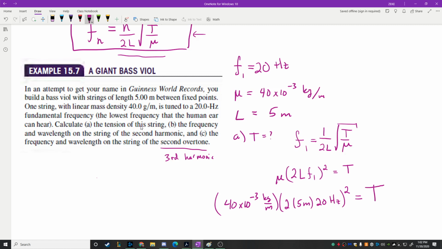We can check the units here. This is meters squared per second squared. It'll cancel out with one of the meters. We're going to get kilogram times meter divided by second squared, which is definitely units of force. So 10 times 20 is 200. Squared would be 4e4. This is 4e negative 2.